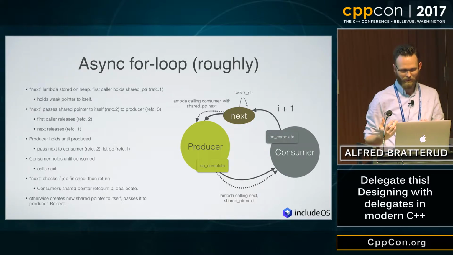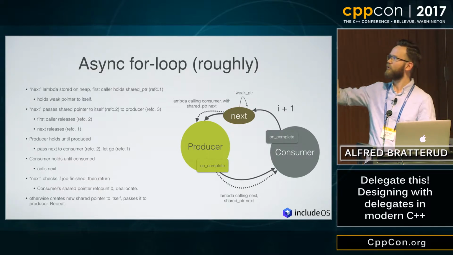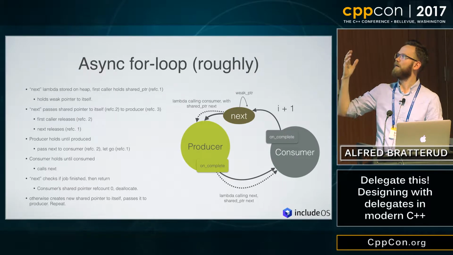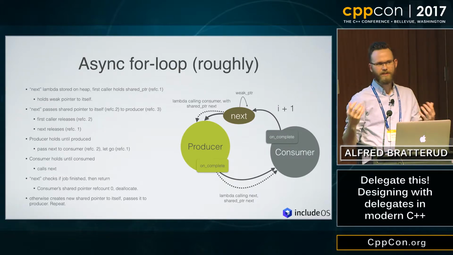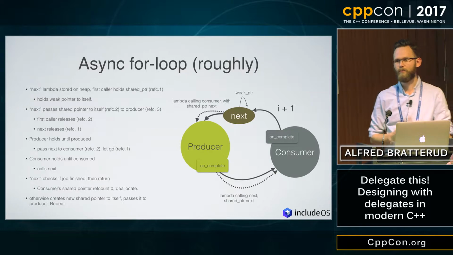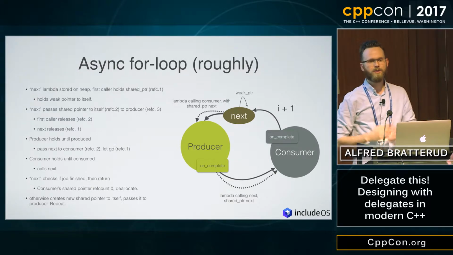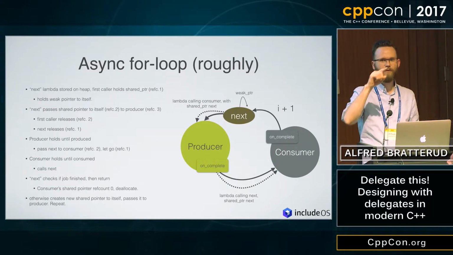And what's nice about it, of course, is that once this whole loop is finished, the reference count will eventually go back to 0. So there will be no more shared pointers pointing to this next function, and it will just disappear. So it's quite nice. You have all these events happening.